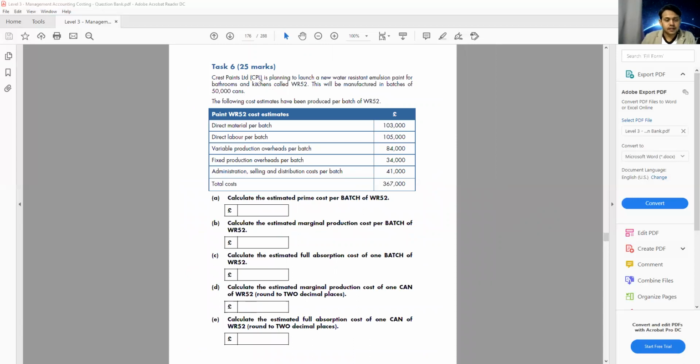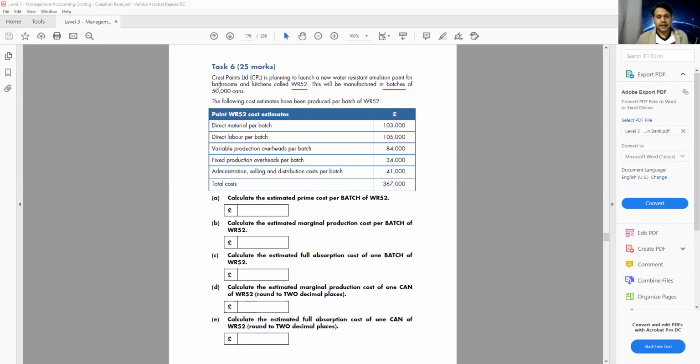The CPL is planning to launch a new water resistant system, whatever it is, bathroom or kitchen, and this is all WR52, that's the product called. This will be manufactured in batch. Batch means when you make a lot of identical product at the same time. For example, if I make the same 1000 things, that means I'm making in a batch. So in making the same product, maybe the different size, but in a batch.